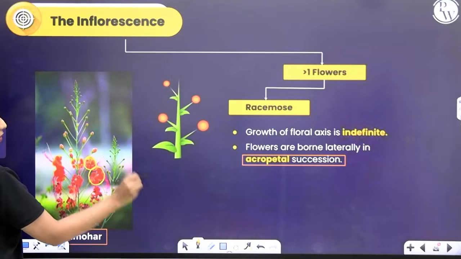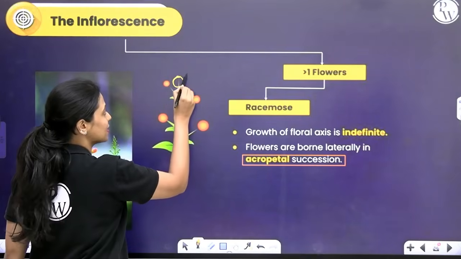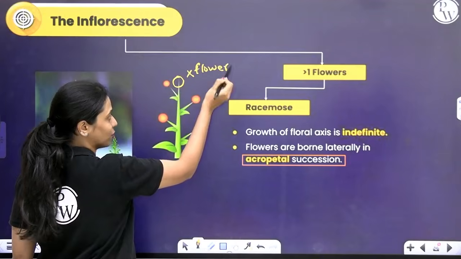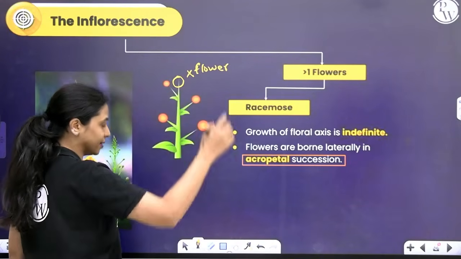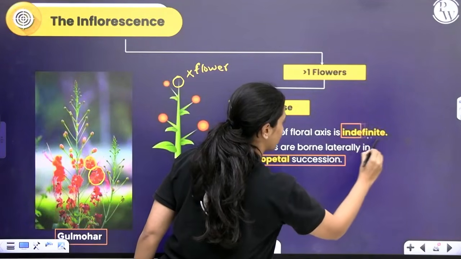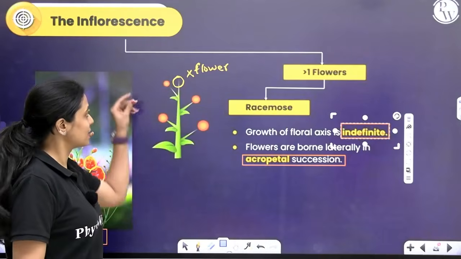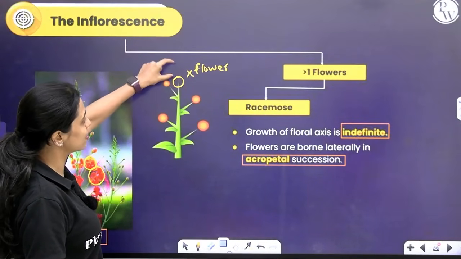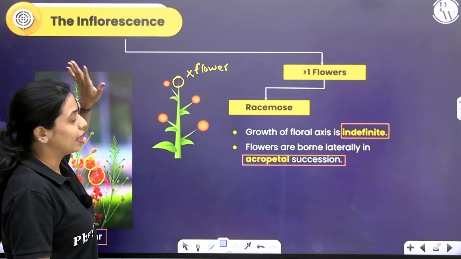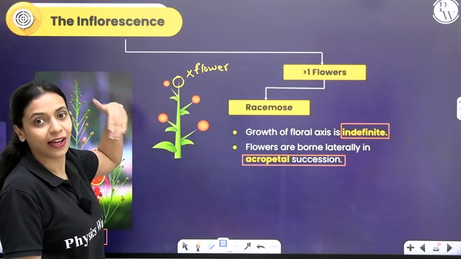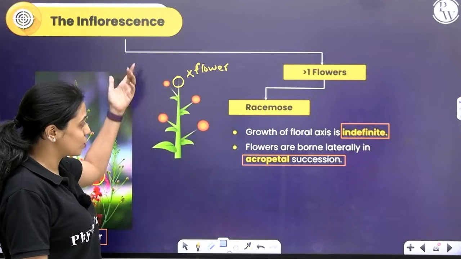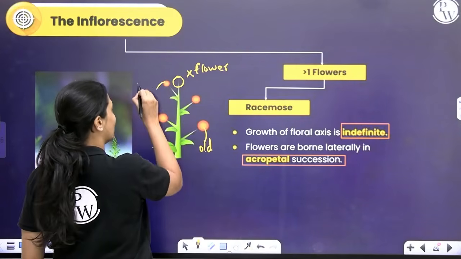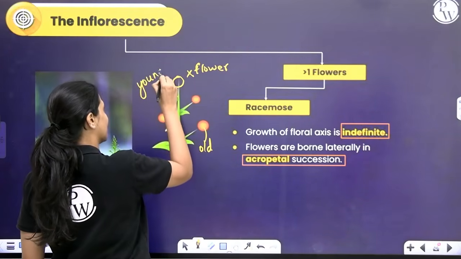In this case, the tip of the floral axis does not terminate in a flower. At the tip you do not have a flower. So we say that this shows indefinite growth, because the tip itself is not ending or terminating in a flower. This can grow indefinitely. And here the flowers are arranged in acropetal manner, which means that the older ones are towards the base and the younger ones are towards the apex.